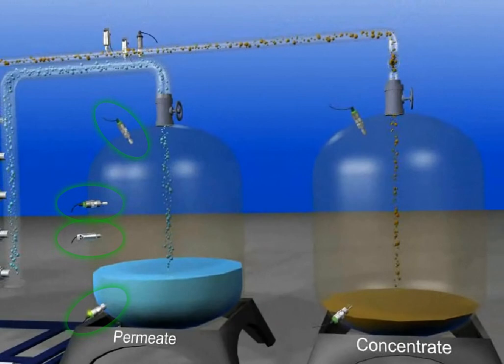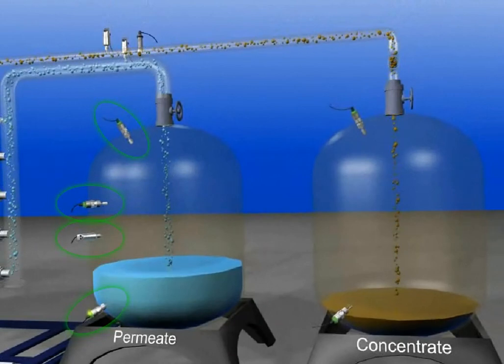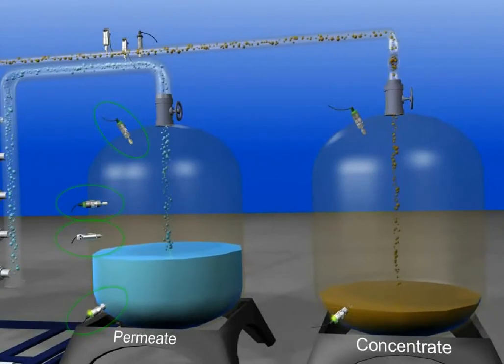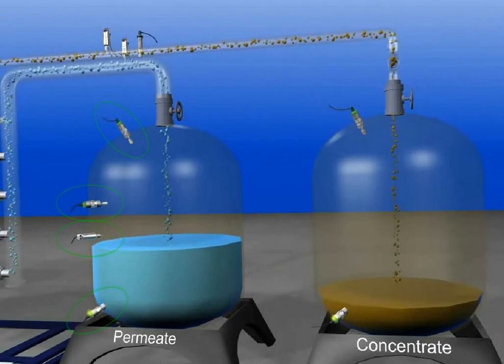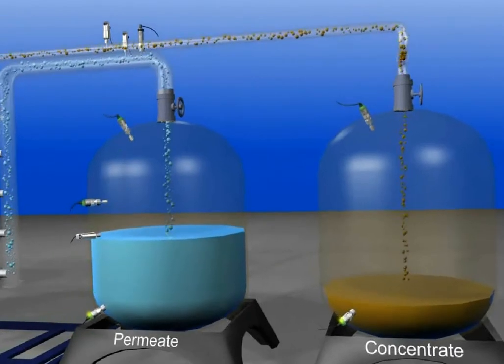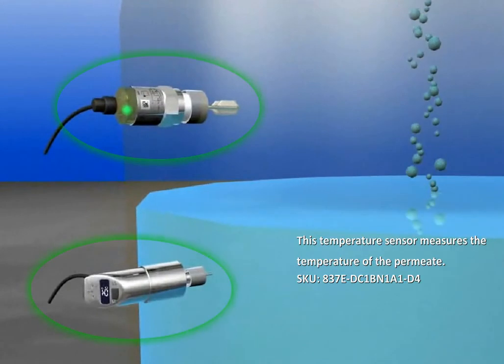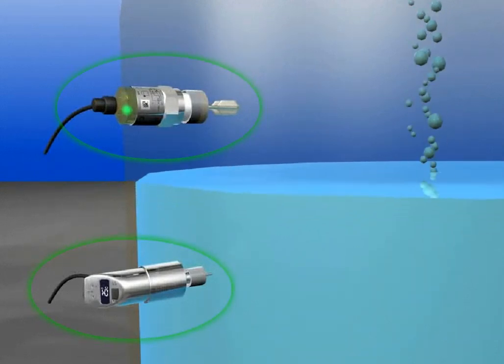On the right side of the filtration pipes, we see a tank with permeate and a tank with reject water. The permeate tank has 3 840E level sensors to indicate overfill, mid-level, and low-level conditions. We are also using an 837E temperature sensor with display to check the temperature of the permeate water. The display of the temperature sensor shows 25 degrees centigrade.